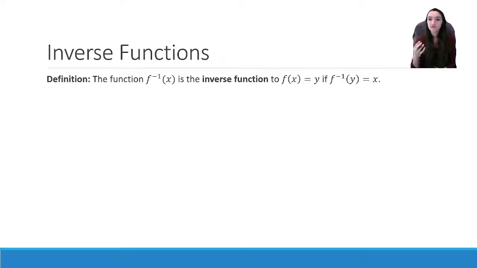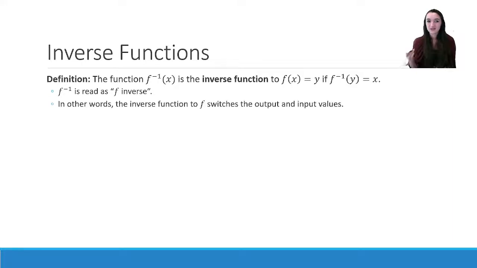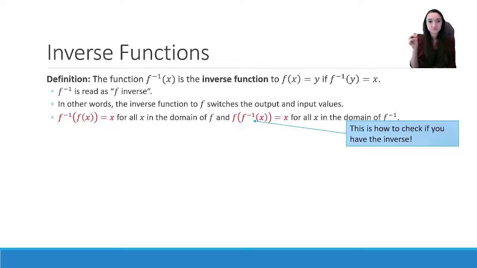First, the definition of an inverse function. The function f superscript -1 of x is the inverse function to f of x equal to y if f superscript -1 of y equals x. From now on, we will not call it f superscript 1, we will call it f inverse. In other words, the inverse function to f switches the output and input values.